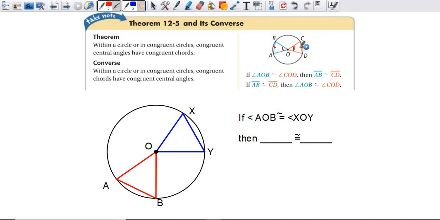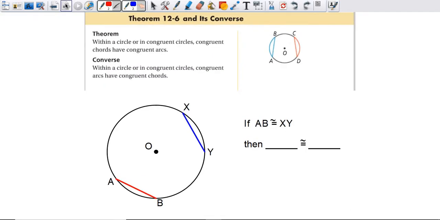So in this example, again, I'm given that AOB is congruent to XOY, those angles. So then I can say that these chords are congruent. So now it's AB as a segment and XY as a segment that are congruent, that are chords of this circle. All right, now we have congruent chords have congruent arcs. So we have covered all the bases, central angles, chords, and arcs now.